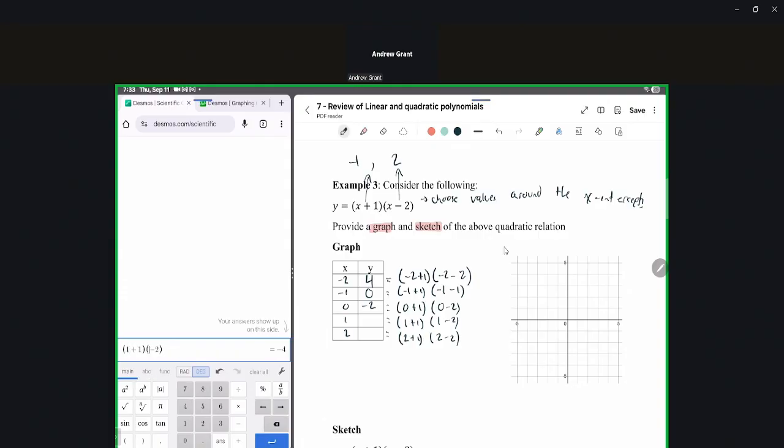So as it turns out, 1 plus 1 times 1 minus 2 is going to give us -2. And lastly, if I try to type in a 0 here, we're going to have 2 plus 1 times 2 minus 0, which is 0. Values, so -2 comma 4 is up here, -1 comma 0 is here, 0 comma -2 is here, 1 comma -2 is here, and 2 comma 0 is here.